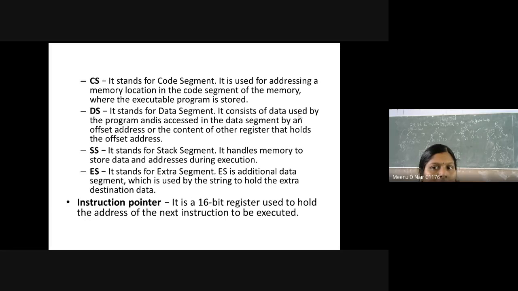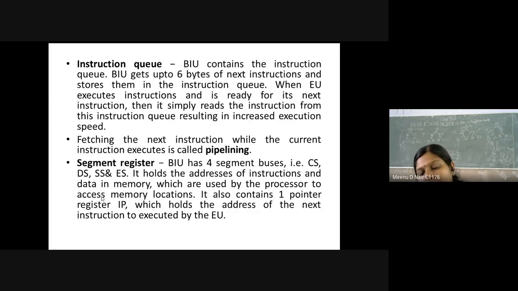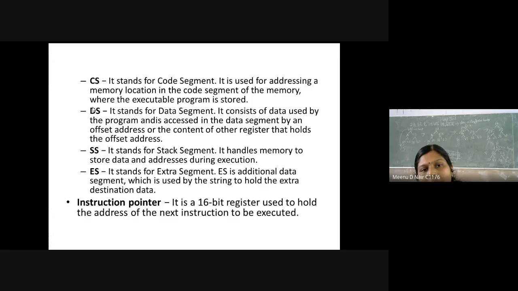Data segment is data used by the program and is accessed in the data segment by an offset address or the content of another register that holds the offset address. All those things we will see in detail in your addressing notes, right? Then SS is nothing but the stack segment, the same as your stack registers. Then ES is the extra segment. It is used by the string to hold the extra destination data. So these are the segment registers: code segment, data segment, stack segment, and the extra segment.